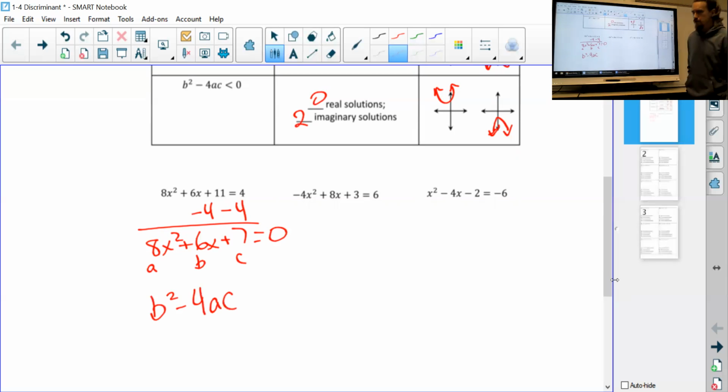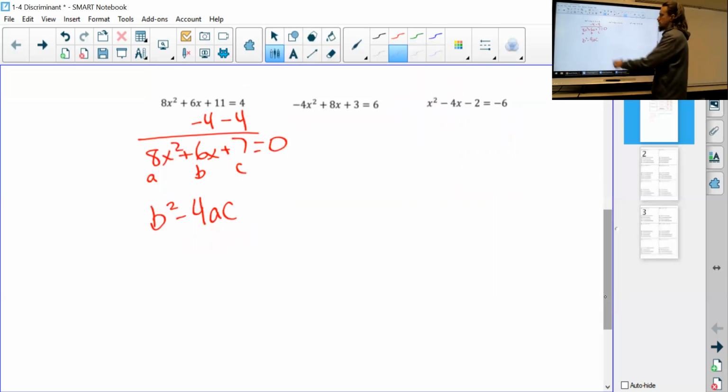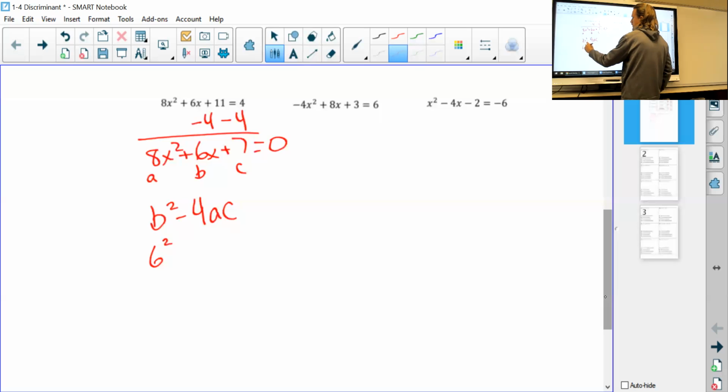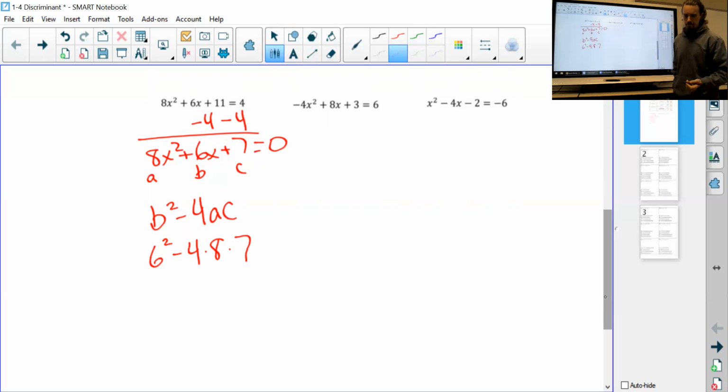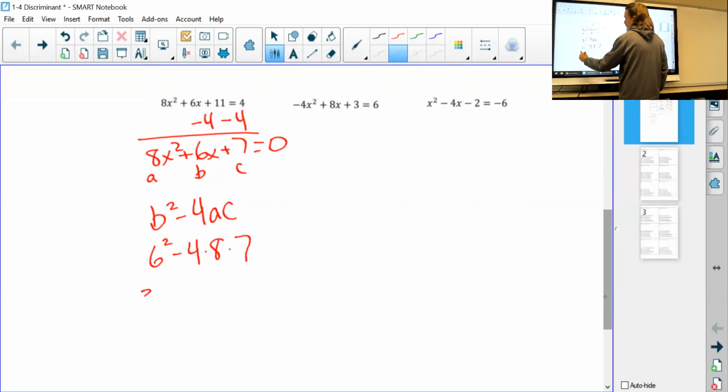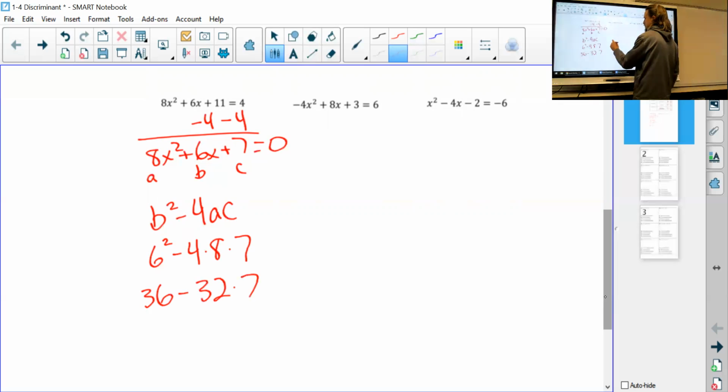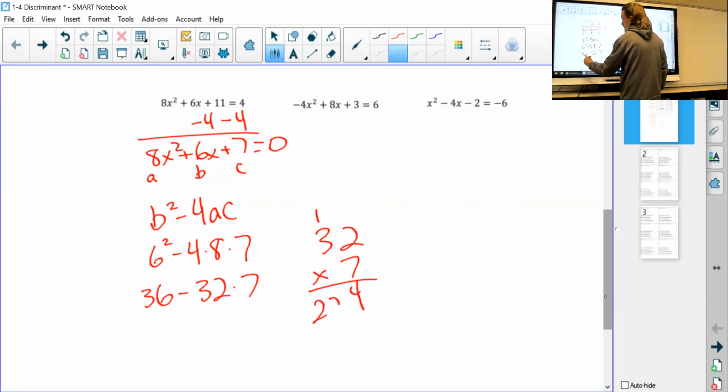And at this point, we're just substituting and solving. So b we said was 6. It's going to be 6 squared minus 4 times a, which is 8, times 7, which is c. And then we just do the math. So we get 6 squared is 36. 4 times 8 is 32. And 32 times 7 is, I should know this, but I'm going to work it out anyway. 224. So 36 minus 224.